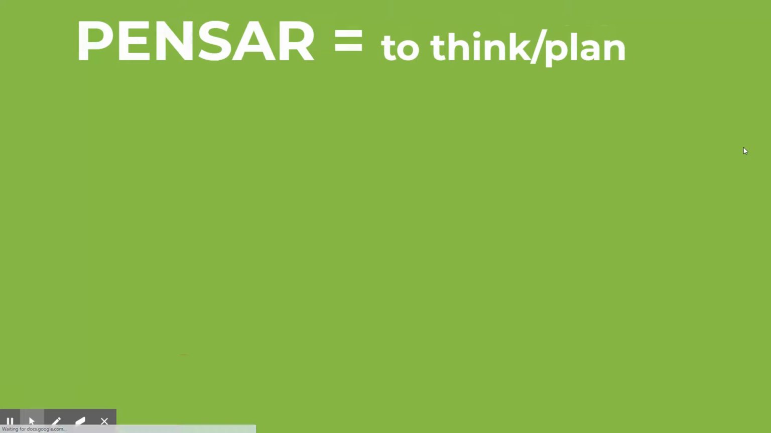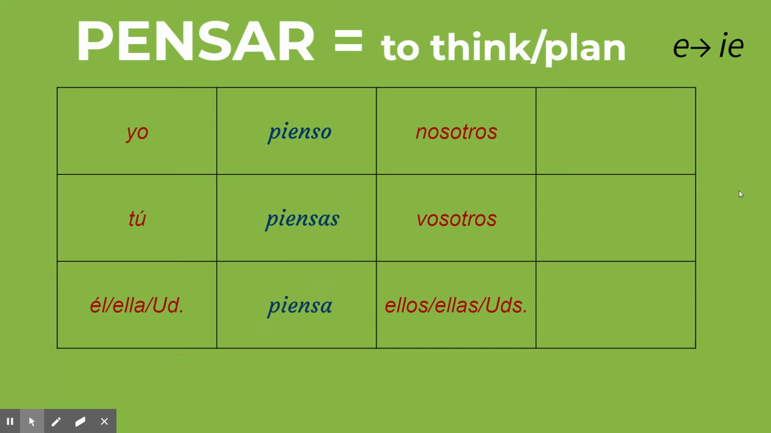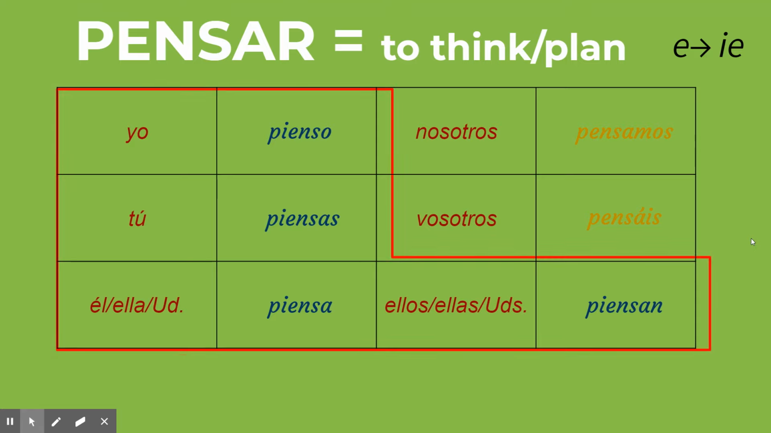So based on this pattern, if I tell you that the verb pensar, the E in pensar becomes IE, you should be able to figure out what the different forms are. Let me show them to you. Pienso. Piensas. Piensa. Remember, nasty nosotros does not change. Pensamos. Vicious vosotros does not change. Pensáis. Piensan. We're back with our bota.